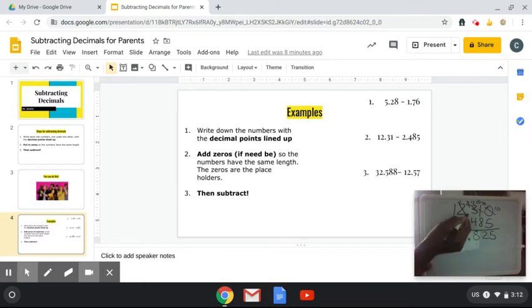Bring my decimal down because I have my decimals there, so it needs to be right here. 1 minus 2. Can I do that? Absolutely not. So I go next door to the tens place. That becomes 0. My 1 becomes 11. What is 11 minus 2? 9. So when I do 12 and 31 hundredths minus 2 and 485 thousandths, my answer is 9 and 825 thousandths.